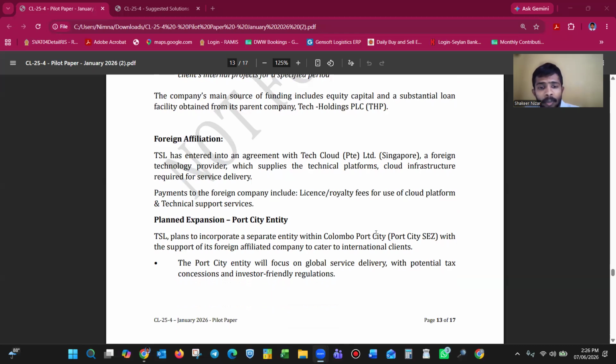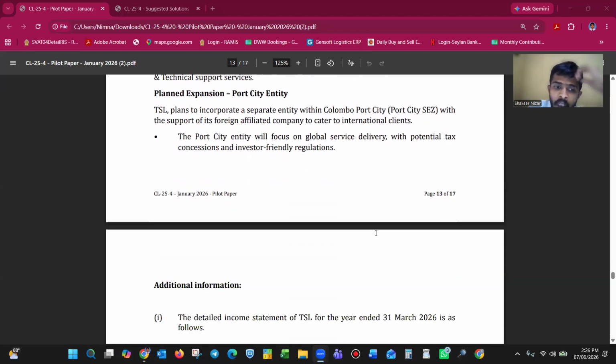Planning expansion, Port City entity. TSL plans to incorporate a separate entity, Port City, with the support of a foreign affiliated company to cater to international clients. Port City will focus on global service delivery, with potential tax concessions and investor-friendly regulation.